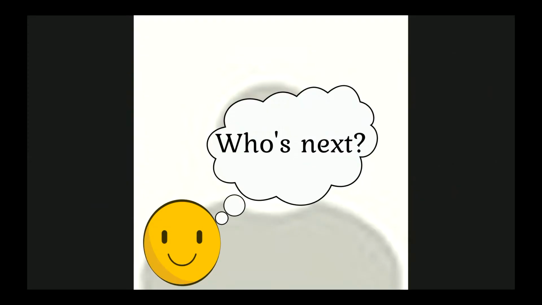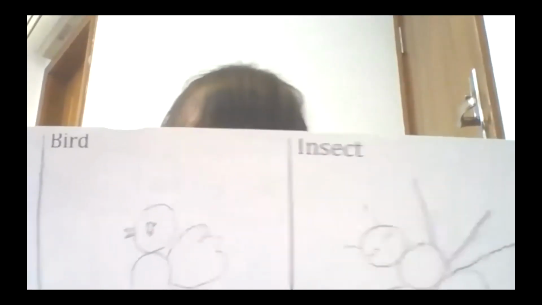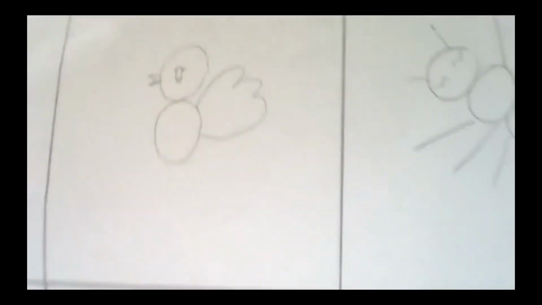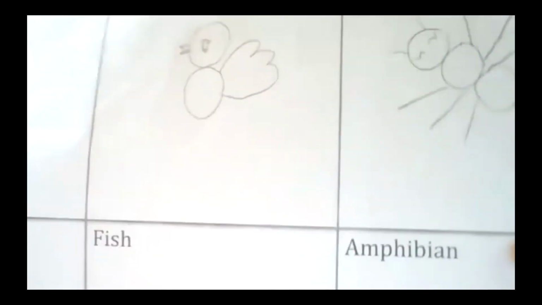How about Puppy? The insect has 3 body parts. The insect has 6 legs. The fish has fins. The fish can swim. Very good. Thank you, and beautiful drawings.